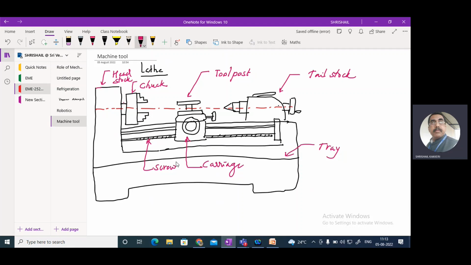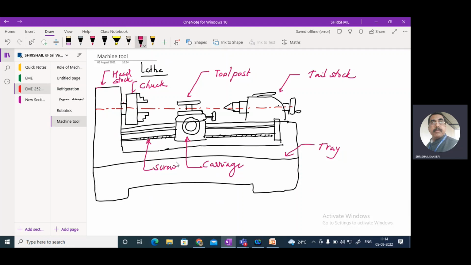All these I am telling you, try to remember so that you can explain them in your own words. The chuck is a 3-jaw self-centering chuck. In this, we are going to fix the cylindrical job or cylindrical workpiece. And let me come to the tailstock.